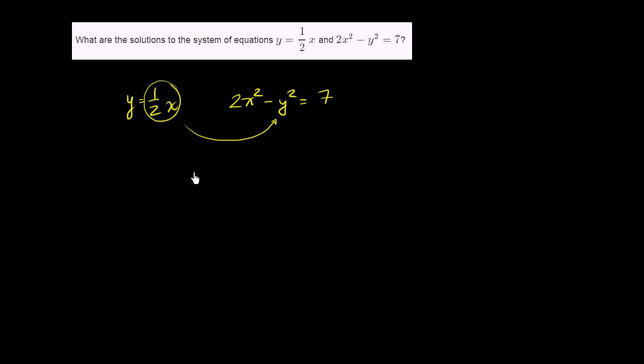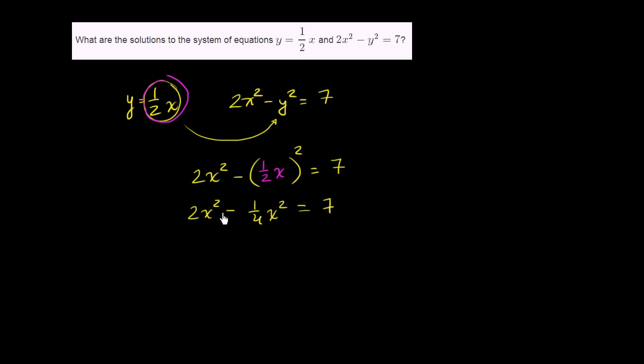So in this equation, we have 2x squared minus y squared, but now we're saying that y must also be equal to 1/2 x, and that is going to be equal to 7. Now let's see if we can solve for x, doing a little bit of algebraic manipulation. So we get 2x squared minus, 1/2 squared is 1/4, and then x squared. So it's 1/4 x squared is equal to 7.